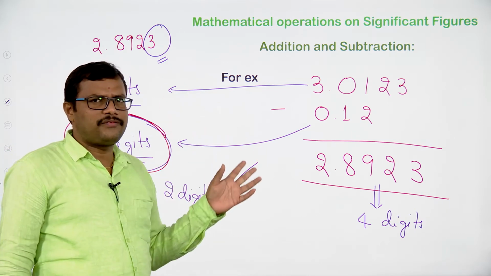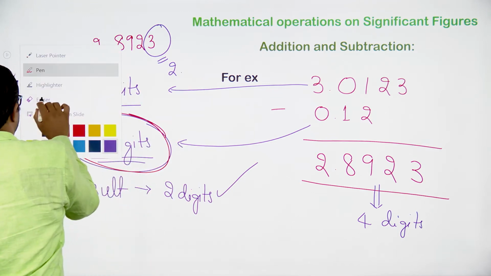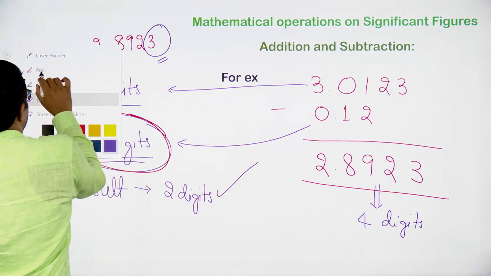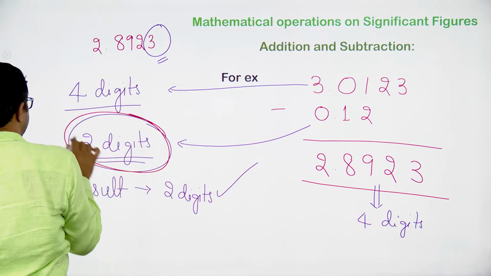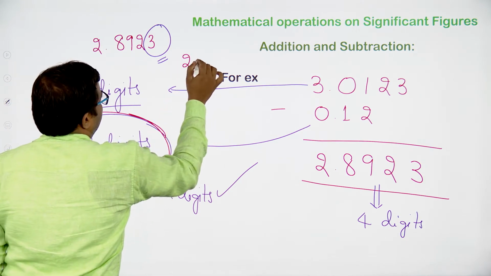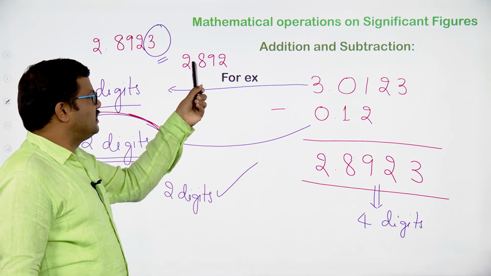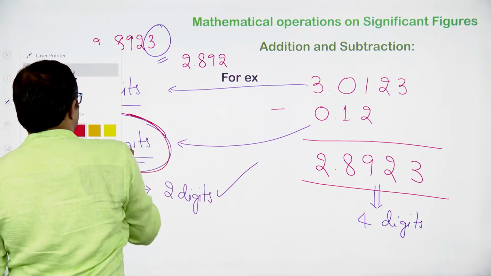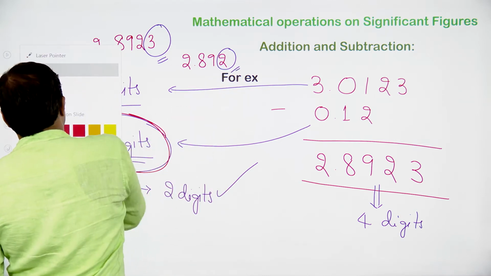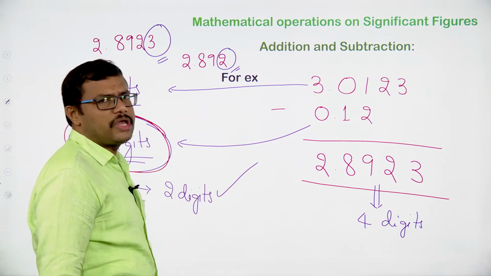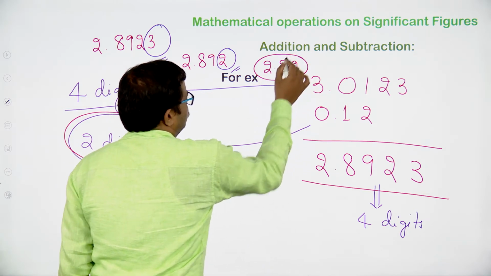So 3 is less than 5, so we can neglect it, there is no change in the number before it. So it becomes 2.892. This number has 3 digits after the decimal point, so I have to remove one more digit from it. I have to remove the last digit, that is 2. It is less than 5, so there is no need to change the number before the 2. Therefore we can report the value as 2.89.